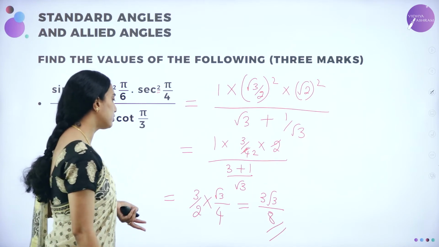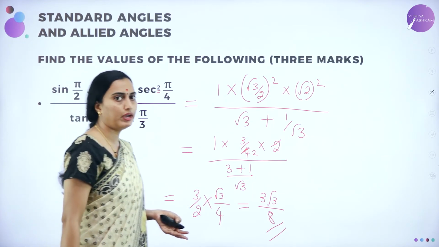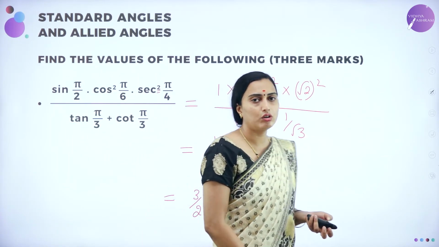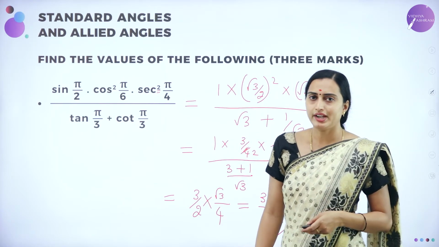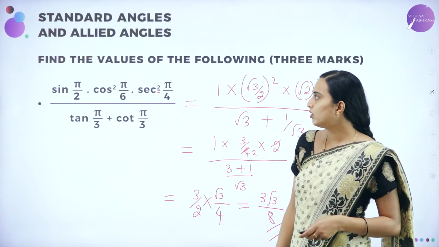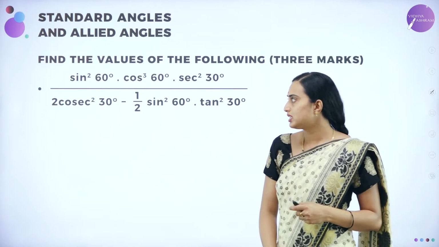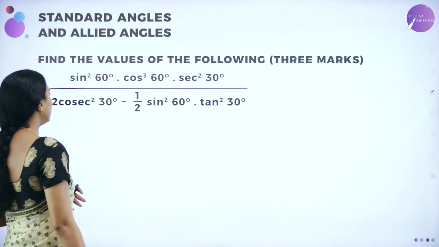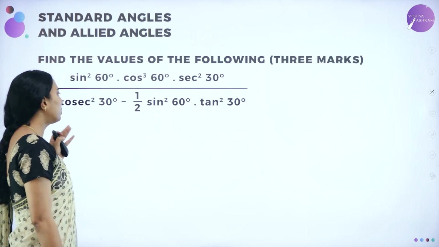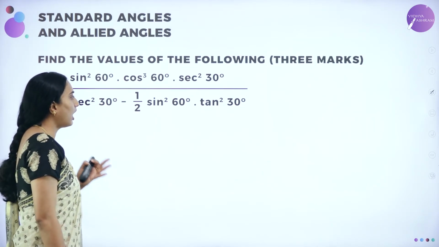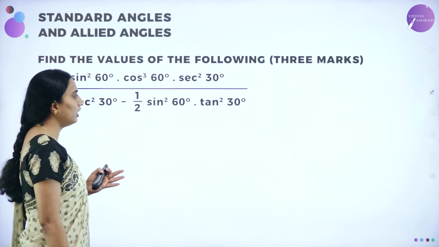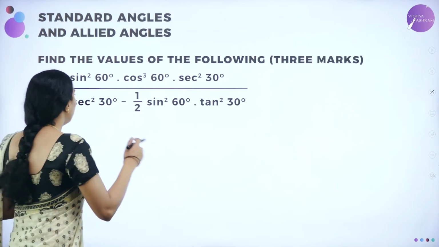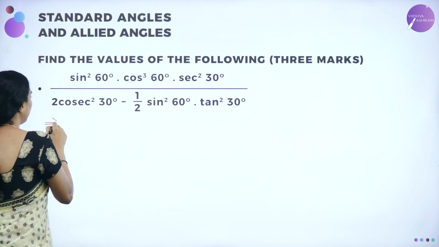I hope you understood this question how to solve by knowing the values of the trigonometric ratios of the standard angles. We'll move on to the next question. What they've asked: sin squared 60 degree, cos cube 60 degree, secant squared 30 degree divided by 2 cosecant squared 30 degree minus half sin squared 60 degree into tan squared 30 degree. We'll solve this one by substituting the values.